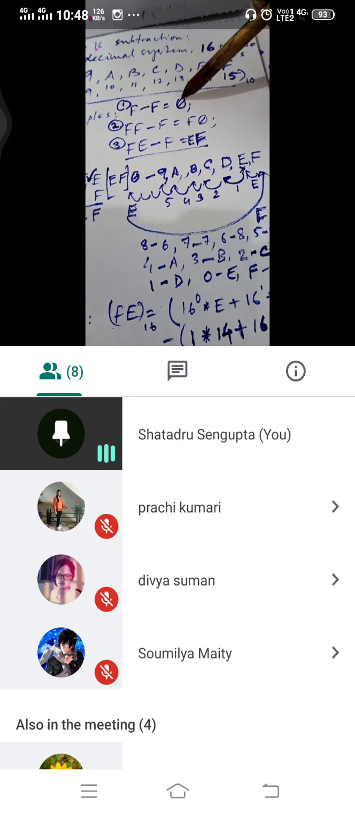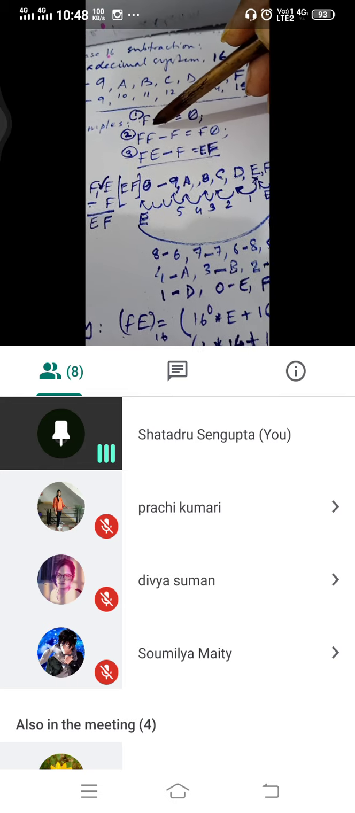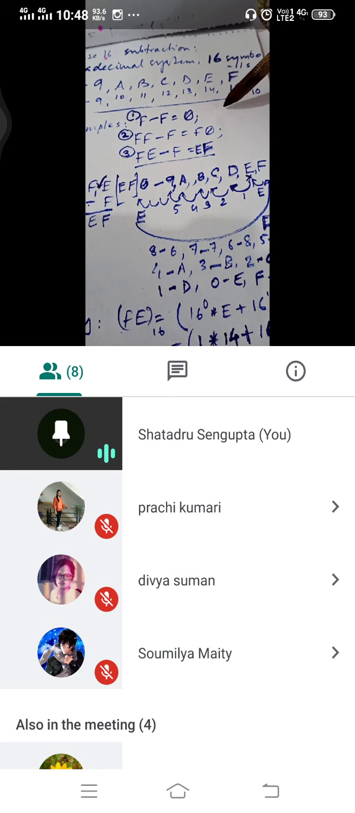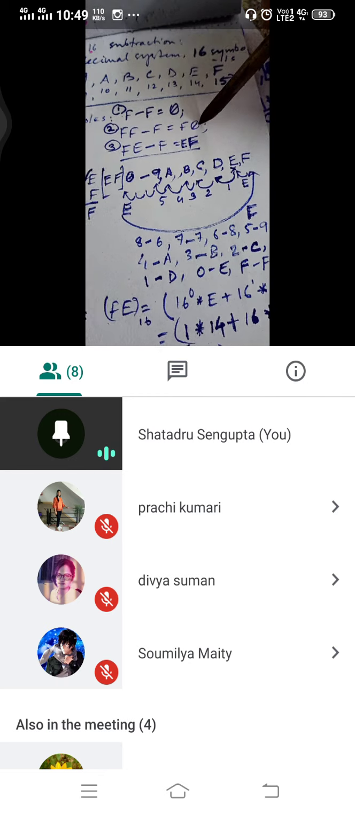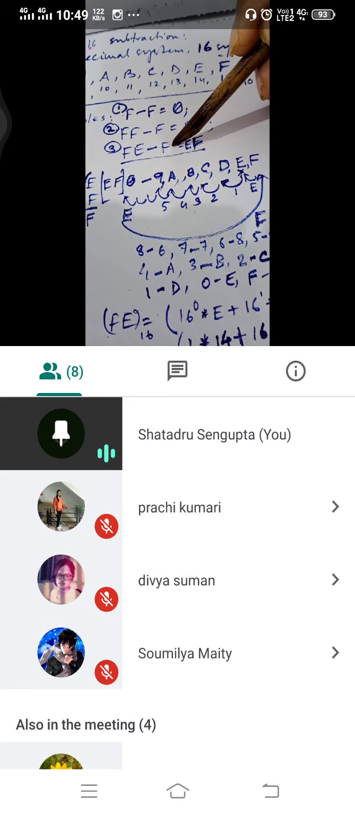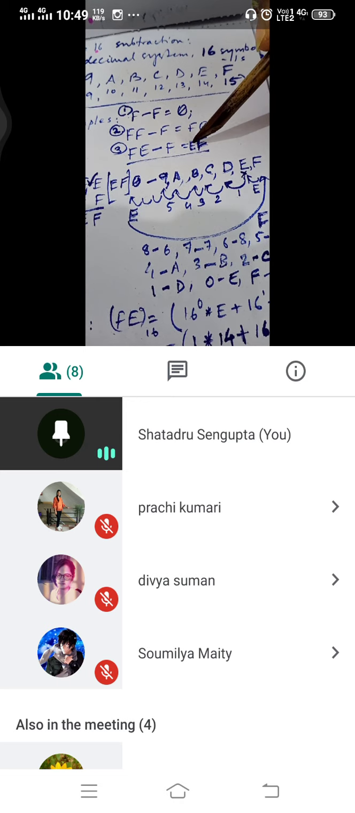F minus F is 0. That's true. And you can very easily guess that FF minus F is F0, just like 19 minus 9 is 10. Similarly, FF minus F is nothing but F0. Now we come to FE minus F. You see that becomes EF. How does this become EF?